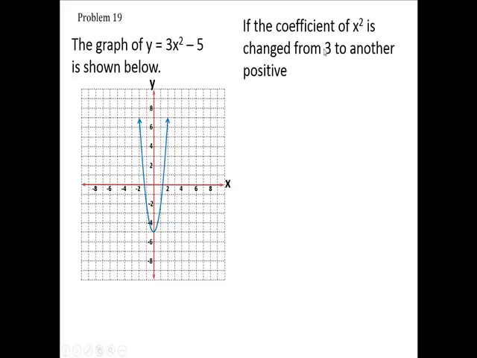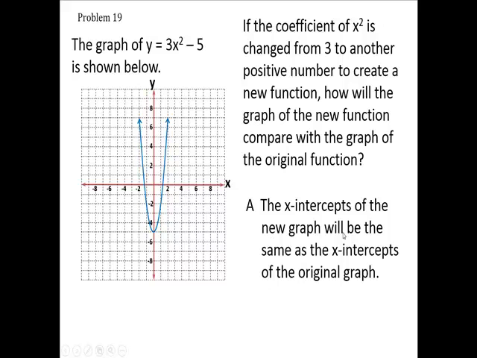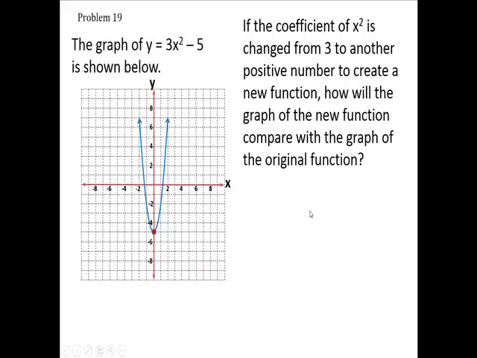Now, if you change the coefficient from a 3 to another positive number, you're going to have a new function, and what's it going to look like? And how's it going to compare with the original function? This is my original. One of the examples is the x-intercepts of the new graph will be the same. Are the x-intercepts going to be the same? There's several other ones, but let's look at this problem for a minute.